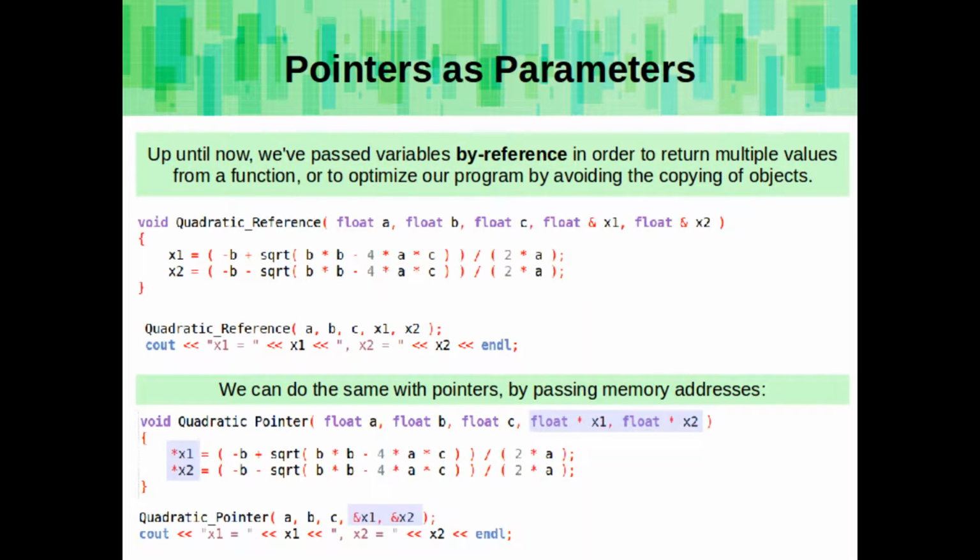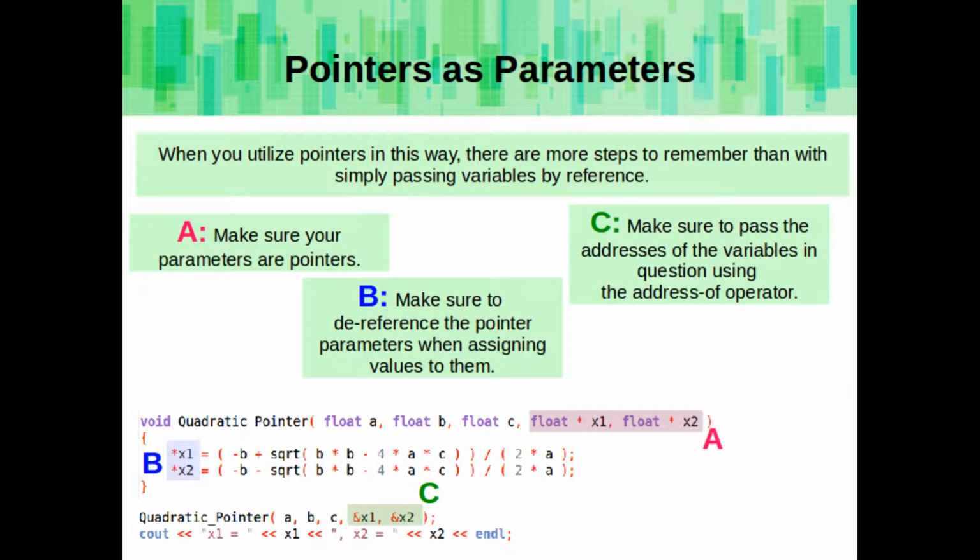Up until now, we've passed variables by reference in order to return multiple values from a function or to optimize our program by avoiding copying of objects. We can do the same with pointers by passing memory addresses. When you utilize pointers in this way, there are more steps to remember than with simply passing variables by reference.